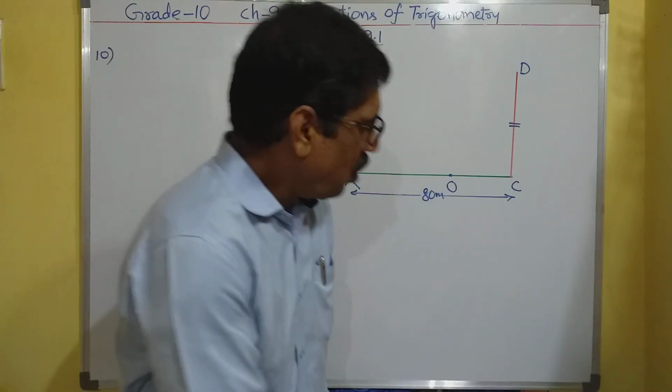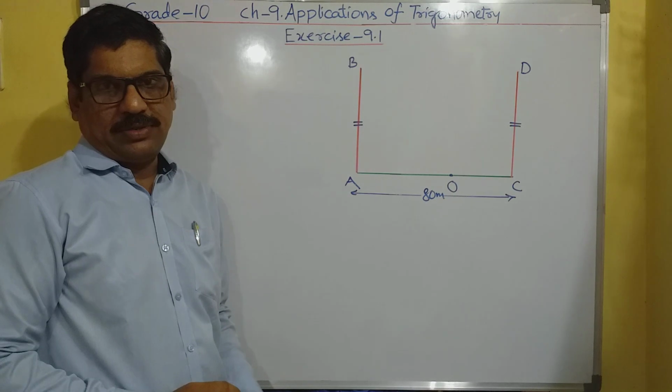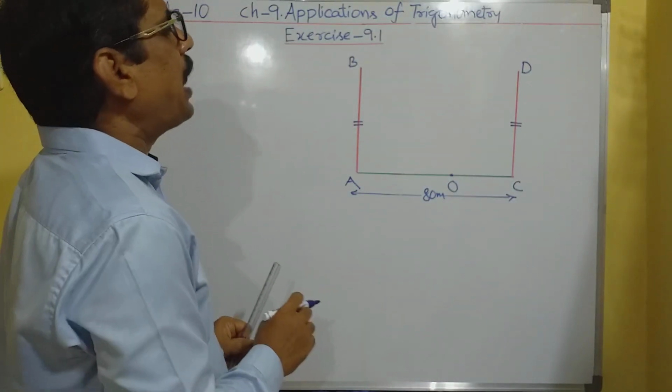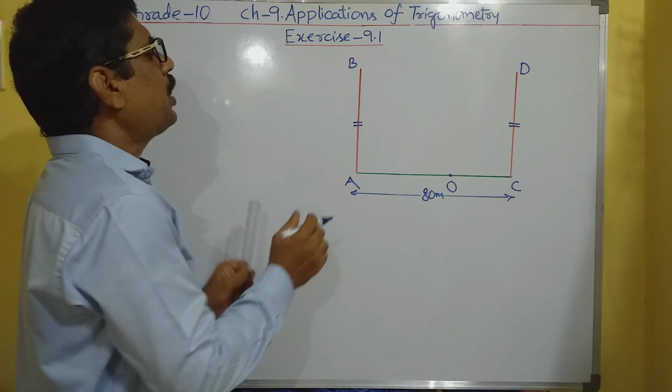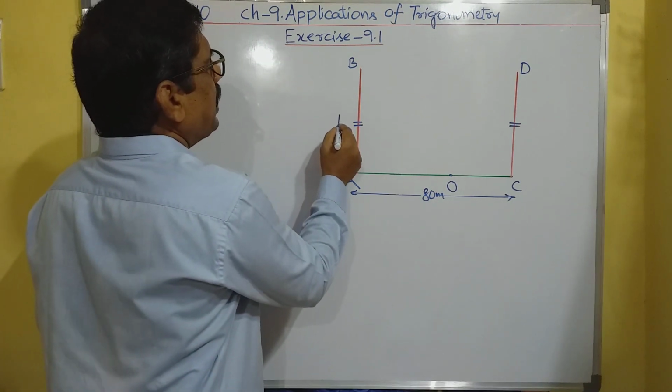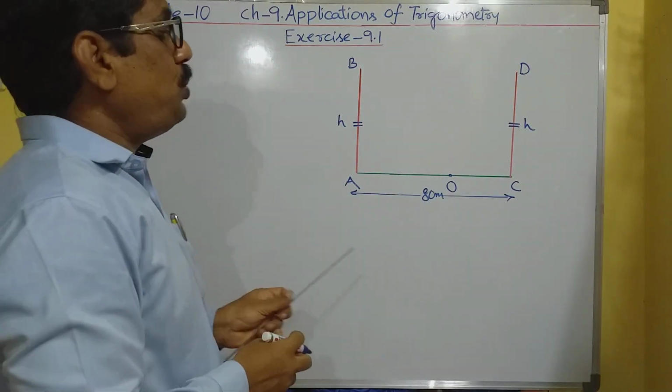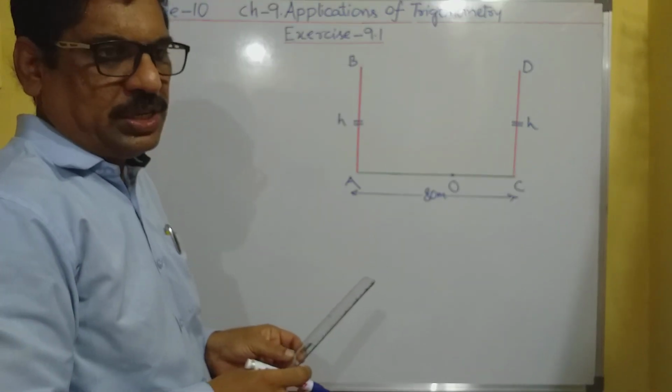Now look at this. What is the width of the road? 80 meters. Now here there are two poles AB and CD whose heights are same. Okay, if we have taken this angle as H, then this is also H. Now which one is 30 and which one is 60?